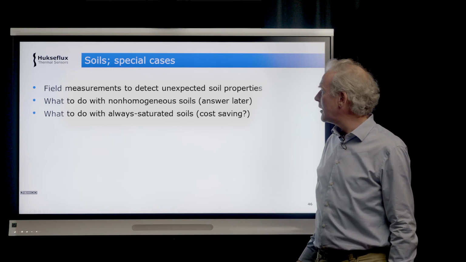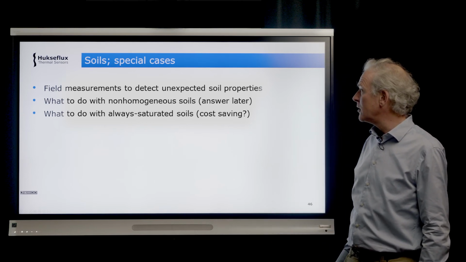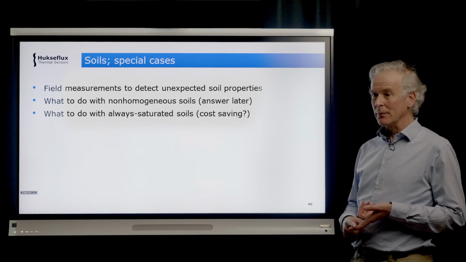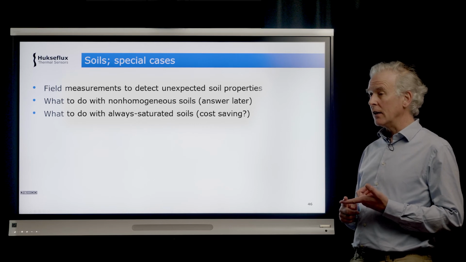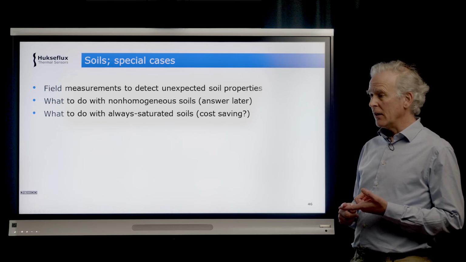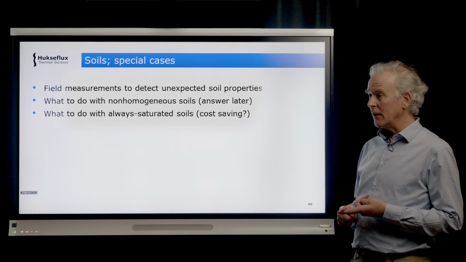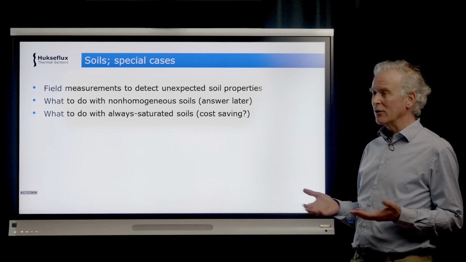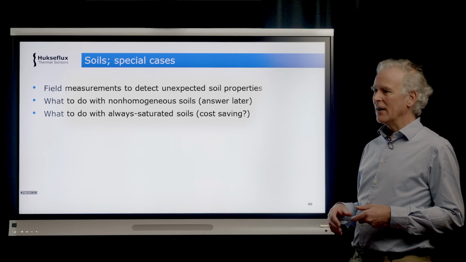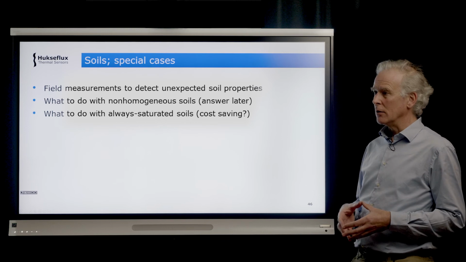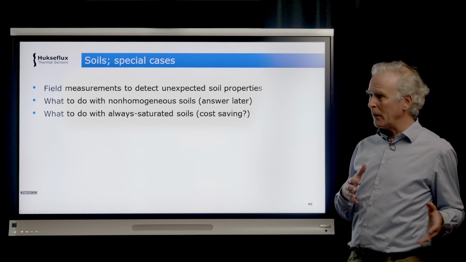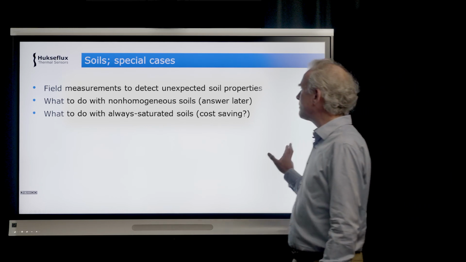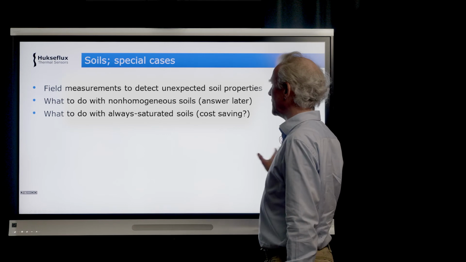And last but not least, in some cases, like in the Netherlands, soils are always saturated. That's also a situation you might analyze, because then, for example on the ocean floor or in the Netherlands, which is basically a swamp, you can engineer your whole high voltage cable or oil pipelines knowing that the soil is always saturated. So those are special cases.